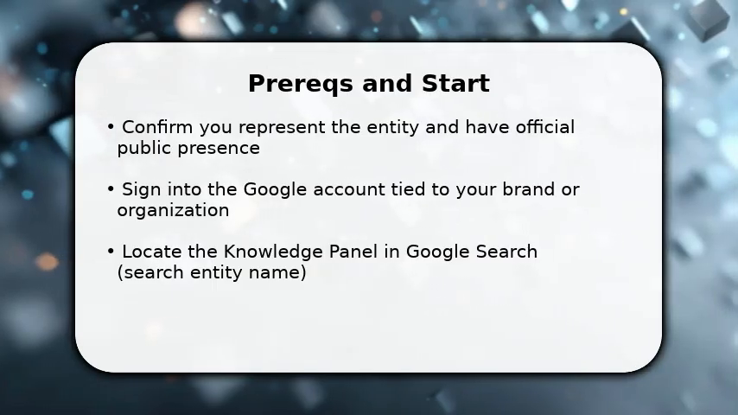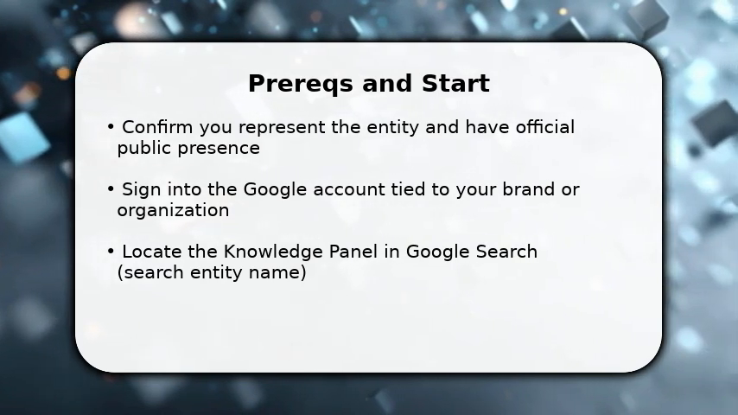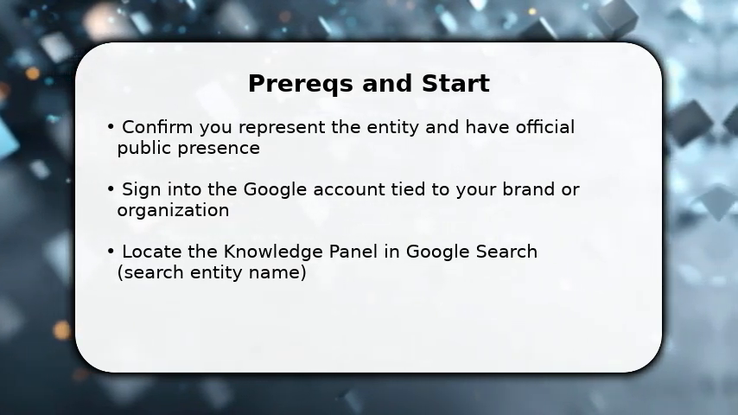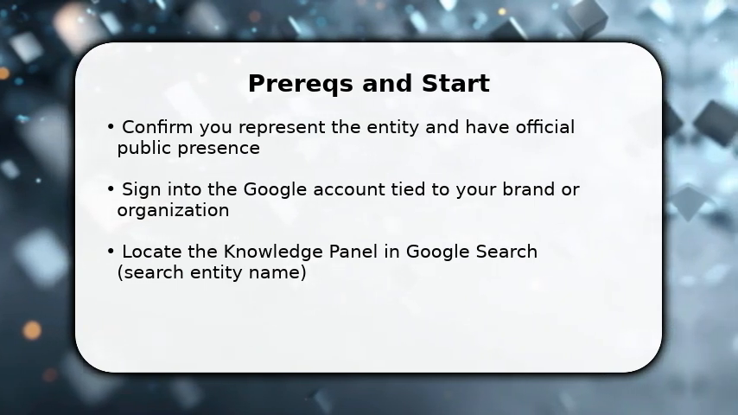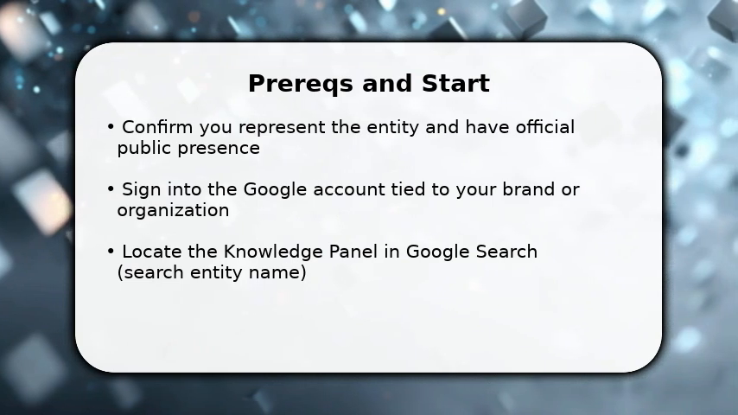You begin by confirming authority. You must represent the person, business, or organization and have verifiable public info. Once done, sign into the Google account connected to that brand so ownership can be validated.